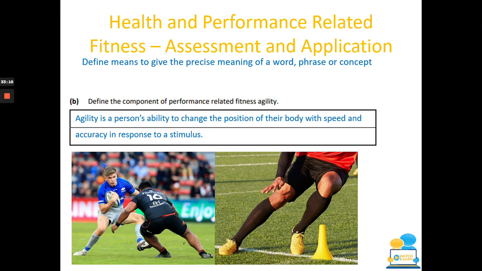Change of direction, on the other hand, is where it is pre-planned. So again, if you have a drill where you have to run from a cone to another cone, change direction and run back, that is change of direction as opposed to agility. So there's no stimulus there. You know what's happening. Nothing is going to change in that environment. You have to run to the cone and run back. So that's change of direction. Whereas agility is a person's ability to change the position of their body, change direction effectively, with speed and accuracy responding to a stimulus.